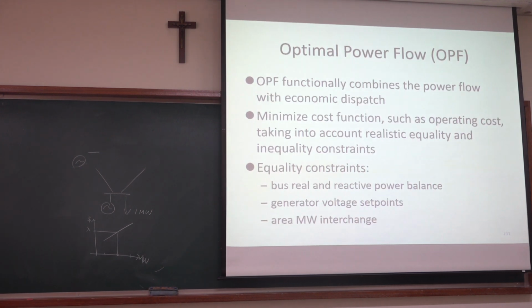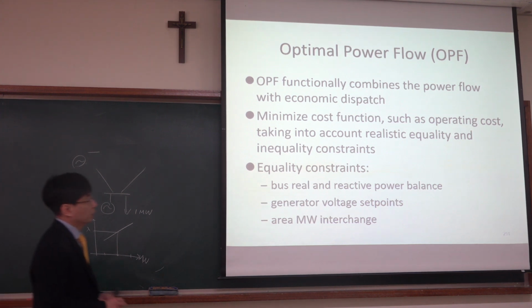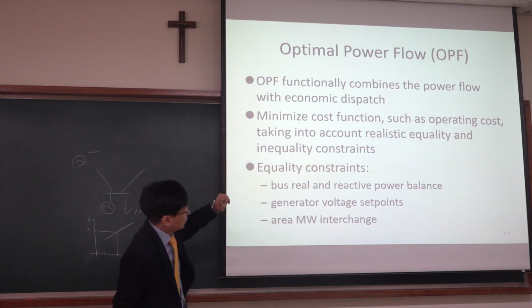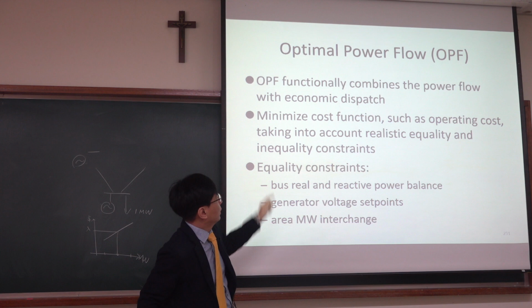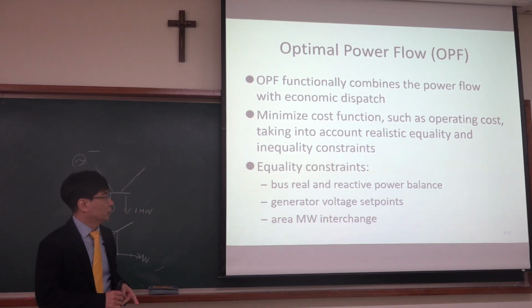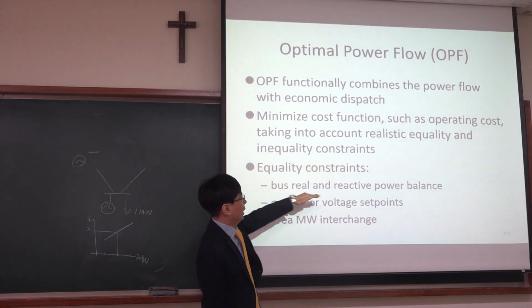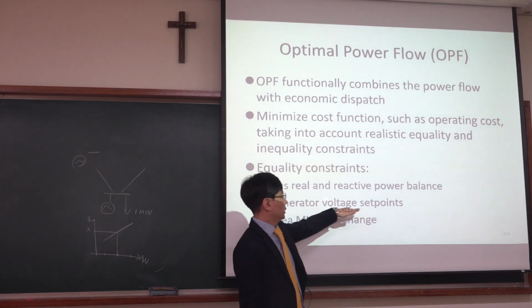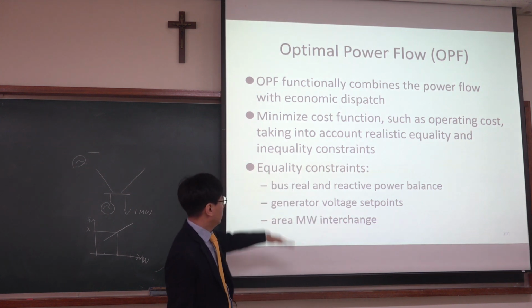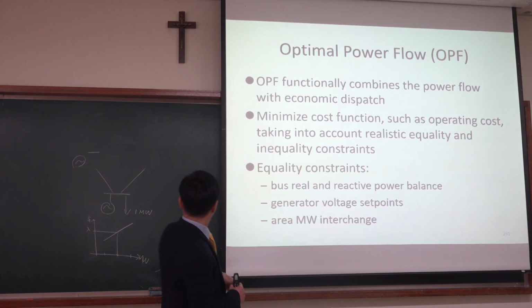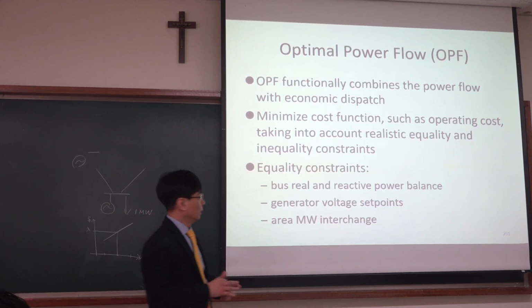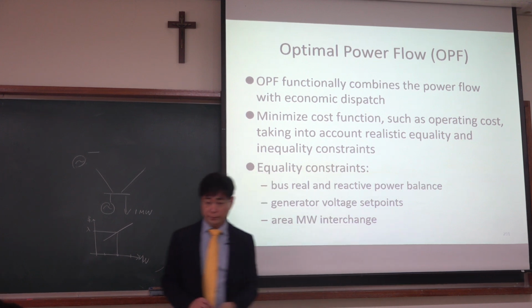So OPF functionally combines power flow with economic dispatch, and minimizes a cost function, such as operating costs, taking into account realistic equality and inequality constraints. Equality constraints are the active and reactive power balance at each bus, and the generator voltage set point, and the generator limits. And sometimes we have different areas, so you have a transaction agreement, so an area megawatt interchange constraint as well.